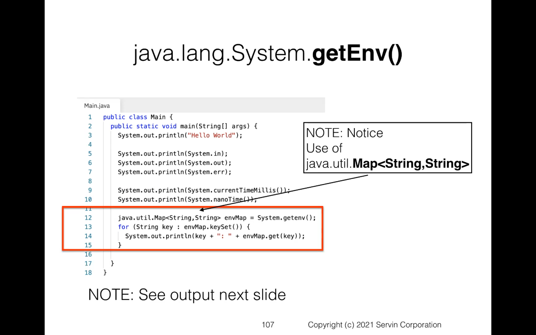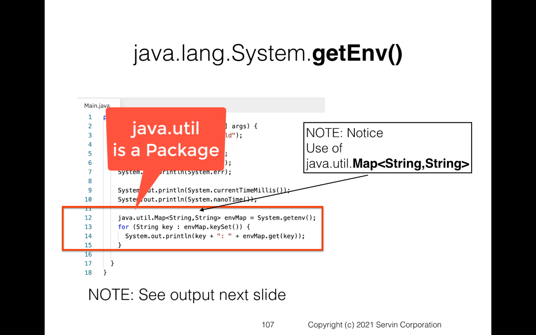Here's another one from java.lang.System. This one's called getEnv. And the interesting thing about this System.getEnv, as you see on line 12, is that it actually returns to us what's called a map. And notice the map comes in another package, java.util.